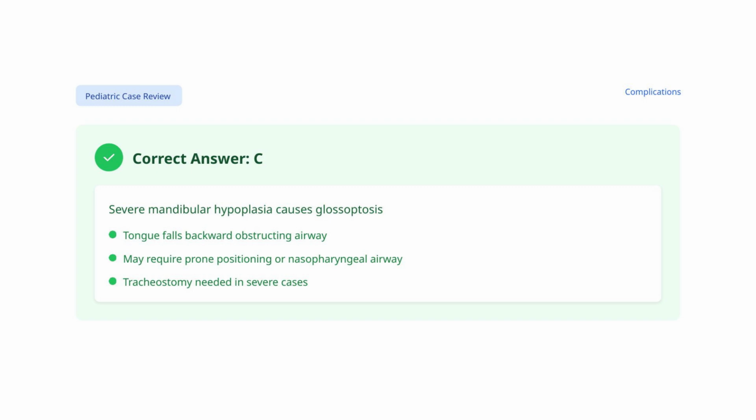Severe mandibular hypoplasia causes glossoptosis, where the tongue falls backward, obstructing the airway. This represents a life-threatening emergency requiring immediate intervention. Management may include prone positioning or nasopharyngeal airway placement. Severe refractory cases may require tracheostomy for definitive airway protection.